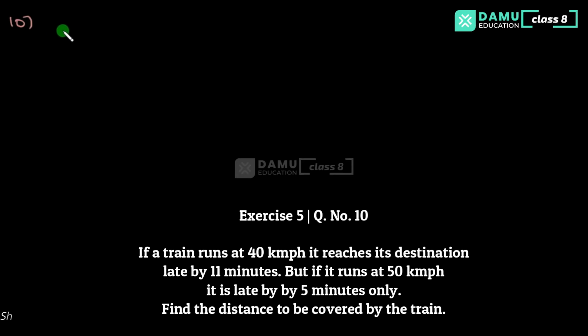So our 10th question is, if a train runs at 40 km per hour, it reaches its destination late by 11 minutes. But if it runs at 50 km per hour, it is late by 5 minutes only. Find the distance to be covered by the train.